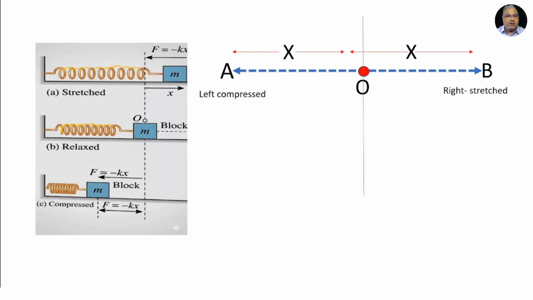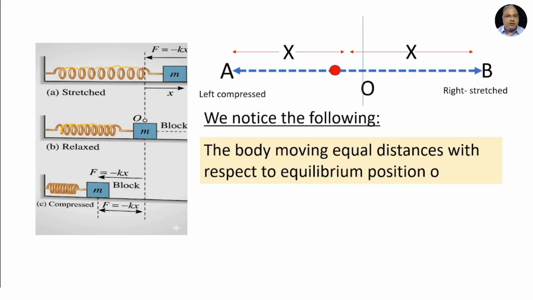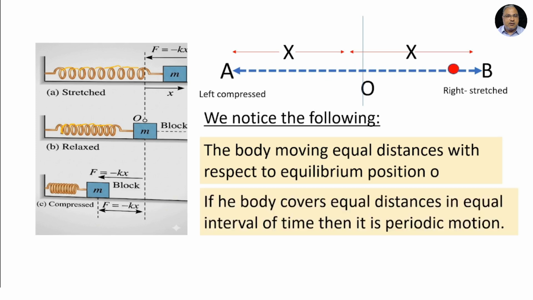If the mass m is moving between two extreme positions shown by red dot, we notice the following. The body moves equal distances with respect to equilibrium position O. If the body covers equal distances in equal interval of time, then it is periodic motion.